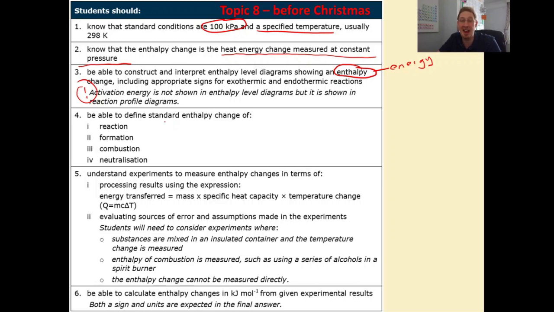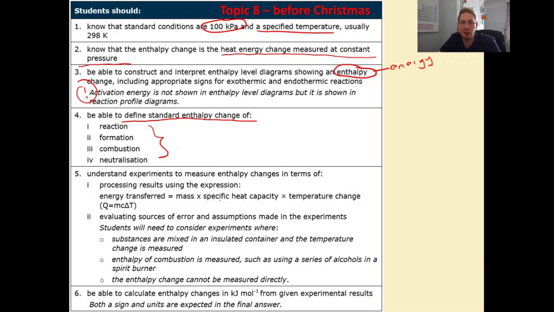For this topic, you don't show activation energy. That's needed for your rates of reaction topic, but not for this topic. Something some of you are terrible at: you need to be able to define the standard enthalpy change of these different types of reaction. Some of you just couldn't be bothered to learn it. Some of you came unstuck in your end of topic test when there was a 5-mark question, and that is a genuine exam question asking you to define the enthalpy of formation and the enthalpy of combustion or something like that.